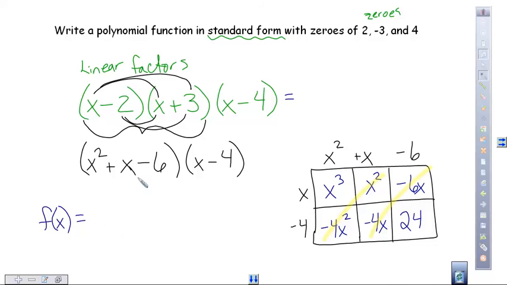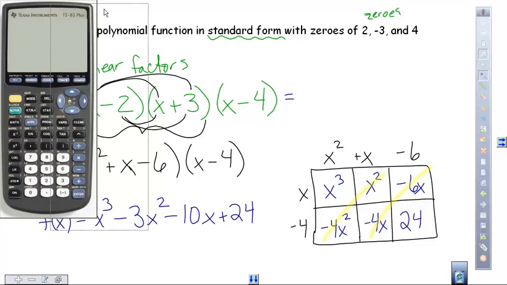So when all is said and done, if I'm going to write a function, f of x is equal to a polynomial in standard form, it looks like my standard form is going to be x cubed. Negative 4 and 1 is negative 3x squared. Negative 4 and negative 6 is negative 10x plus 24. So this would be my polynomial.